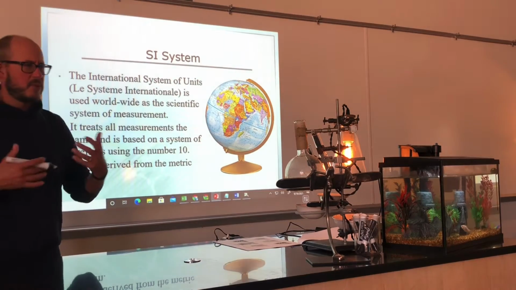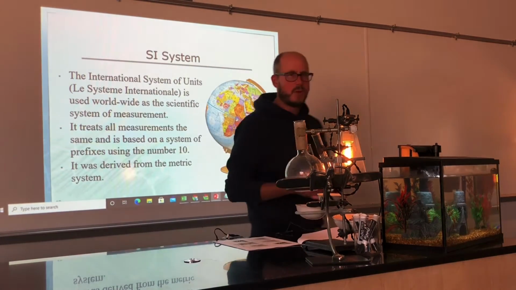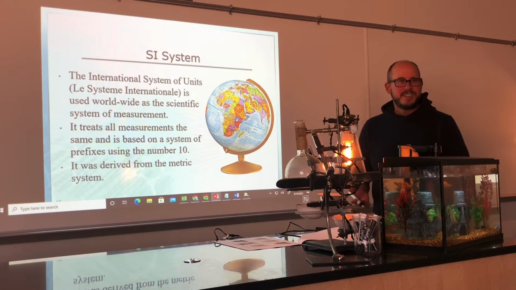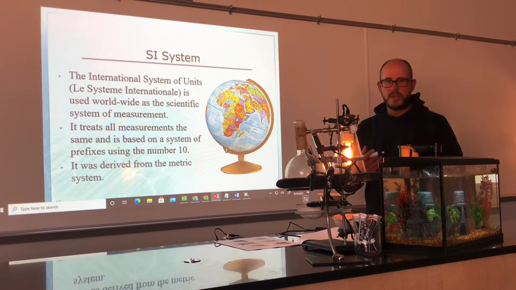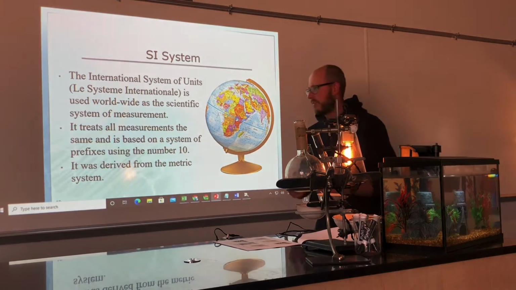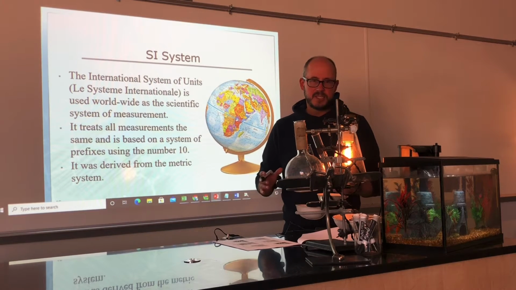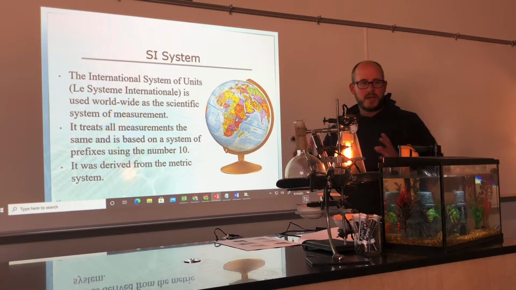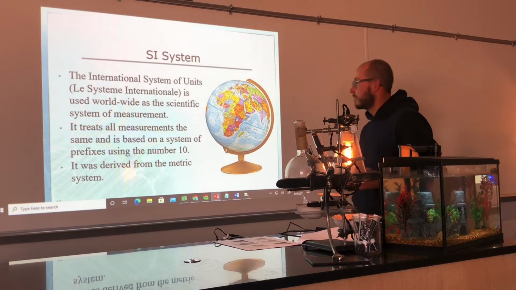In the English system, there's a lot to memorize. For example, 12 inches in a foot, 5,280 feet in a mile, 3 feet in a yard, 16 ounces in a pound, 2,000 pounds in a ton. There's a lot of different numbers at play, but in the SI system, everything is based on the number 10, which makes it a much easier system to switch from bigger or smaller units and to compare very different measurements, or at least understand very different measurements.